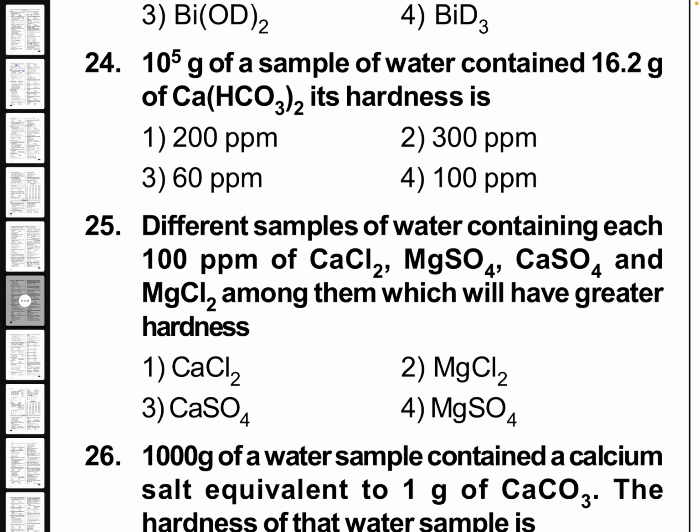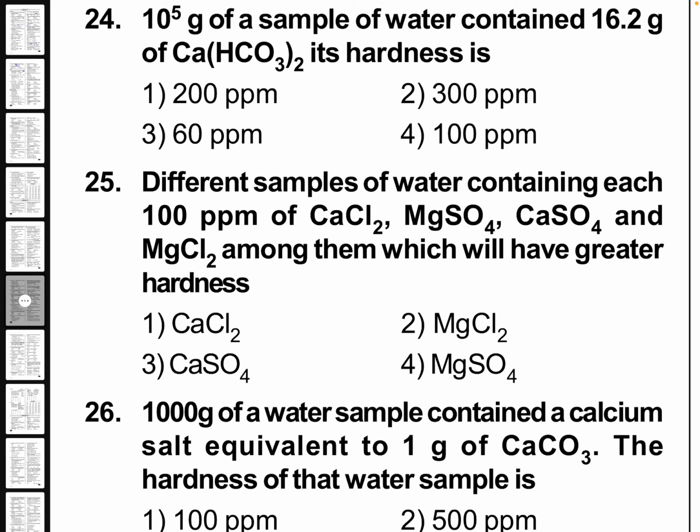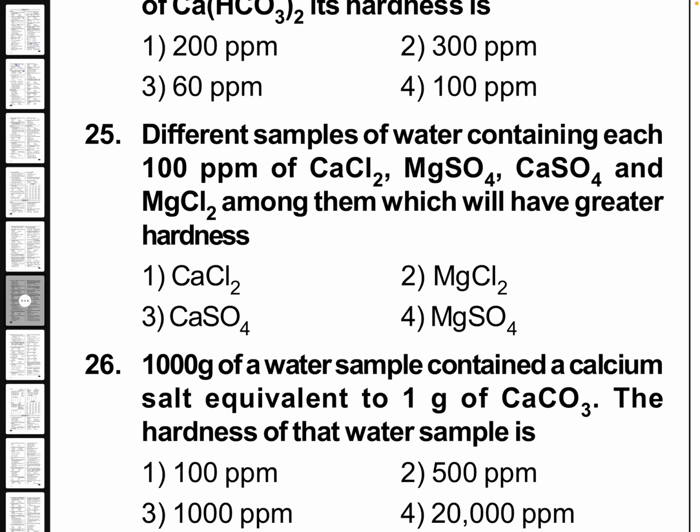Okay. 16.2 divided by 162 into 10 to the power of 8 by 10 to the power of 5. Did you get it? Yes, you are right. 100 ppm, 100 parts per million. What is the formula? Mass by molar mass into 10 power 8 by mass of water in grams. Correct. Units will be ppm.